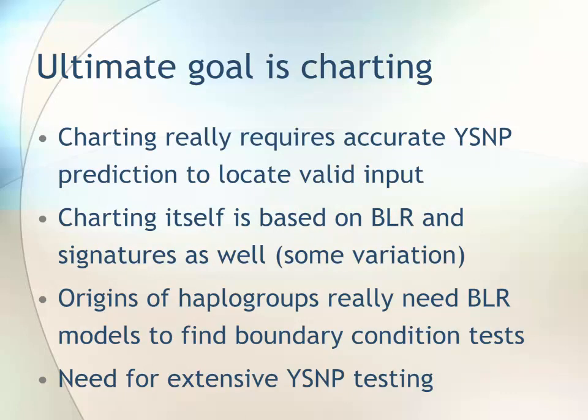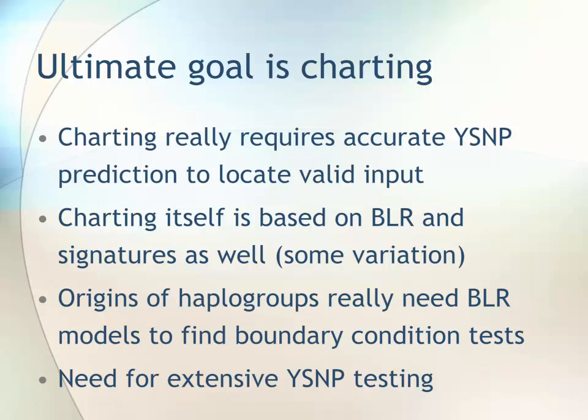The ultimate goal is charting. Charting really requires good, accurate SNP predictions so you can locate all the valid data very quickly and readily. Charting itself is also based on binary logistic regression and signatures, but there are some important variations, and these will be covered in follow-up presentations.